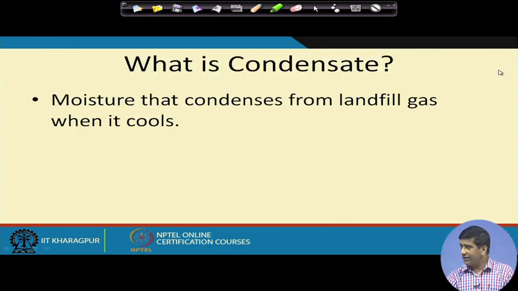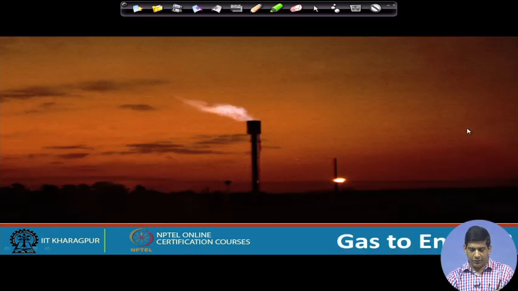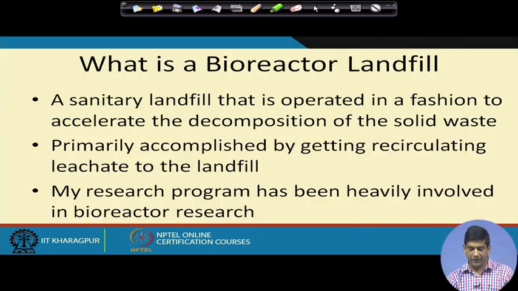The condensate is the moisture that condenses from the landfill gas when it cools down. We already talked about that. The gas then has to go to a flare station or to landfill gas to energy.